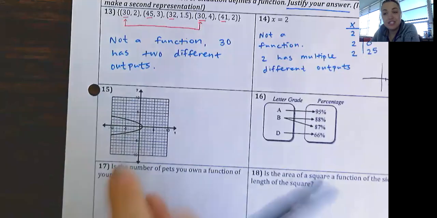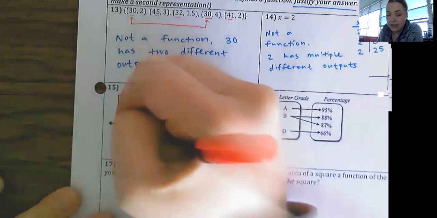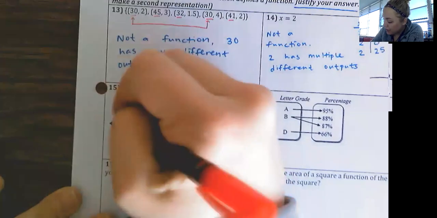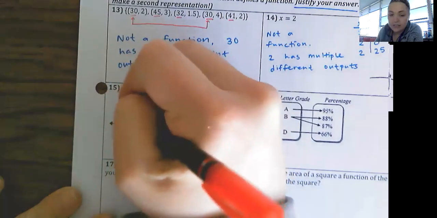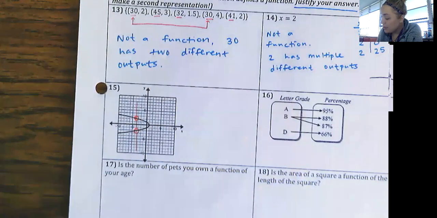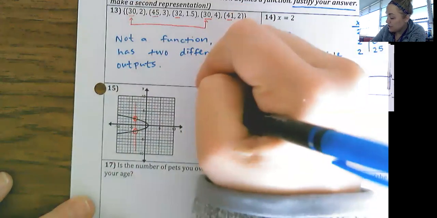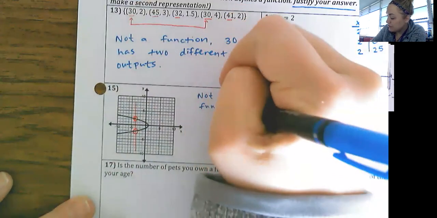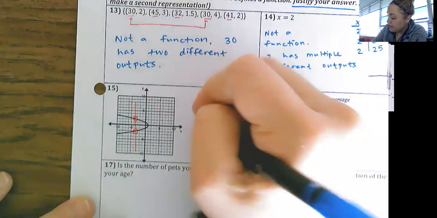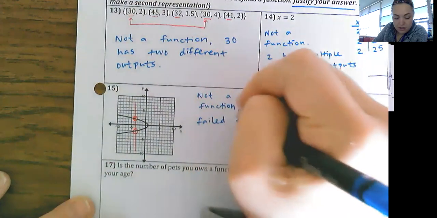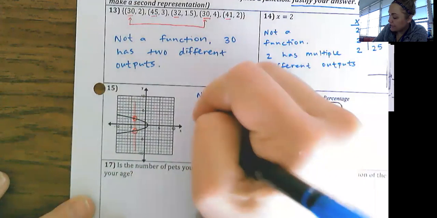So on this one, let's check the vertical line test. I'm going to draw a vertical line here, and you'll notice it crossed this graph in 2 different places. So because this vertical line crossed in 2 different places, I'm going to say not a function. My reason? Failed the vertical line test.